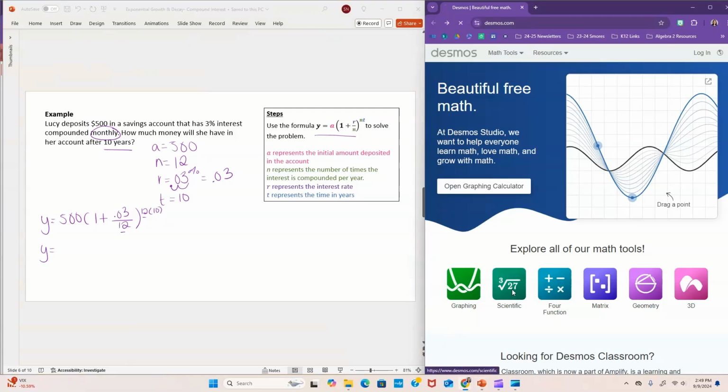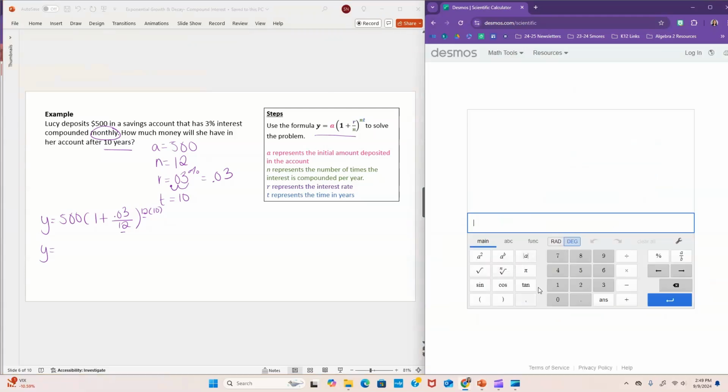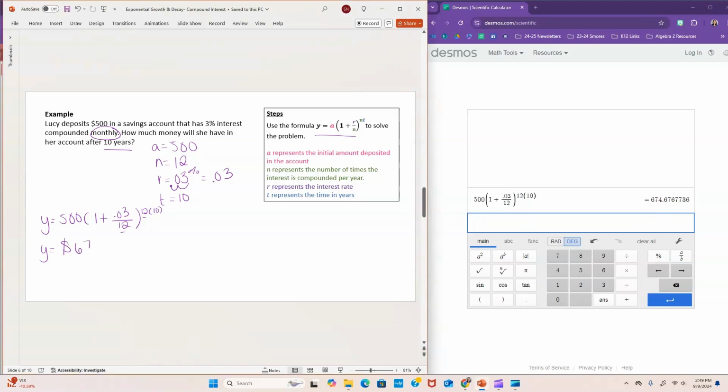Now I'm going to go to my scientific calculator to help me perform this calculation. So I have 500, and then I do parentheses, 1 plus, and then I do 0.03 divided by 12, and then I'm going to close that parentheses, and then do my exponent. And then my exponent, you can write it as 12 times 10, or if you want to go ahead and multiply that and get 120, either way should give you the same answer. Okay, so you can see here, it's $674.68, right? I'm going to round to the nearest cent because I'm talking about money in this account. So $674.68 is how much you will have after 10 years.